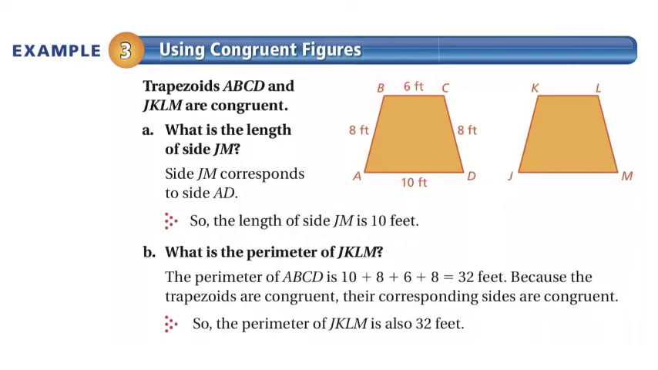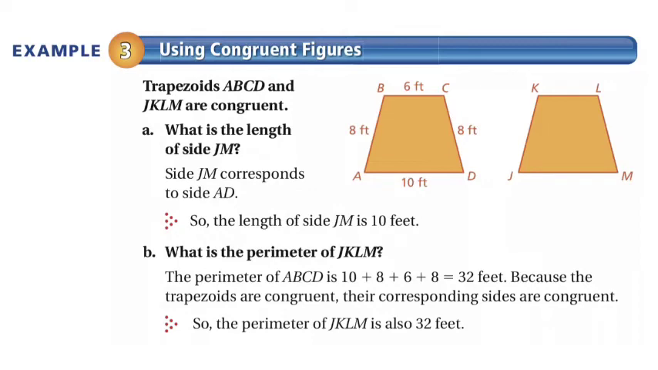In example 3, using congruent figures. Trapezoids ABCD and JKLM are congruent. What is the length of side JM? Well, side JM corresponds to side AD, and side AD is 10 feet. Therefore, side JM is also 10 feet.